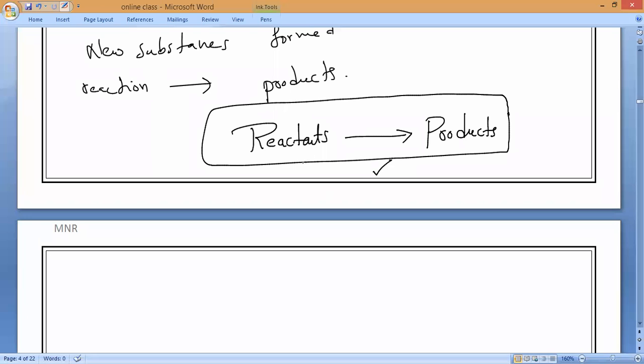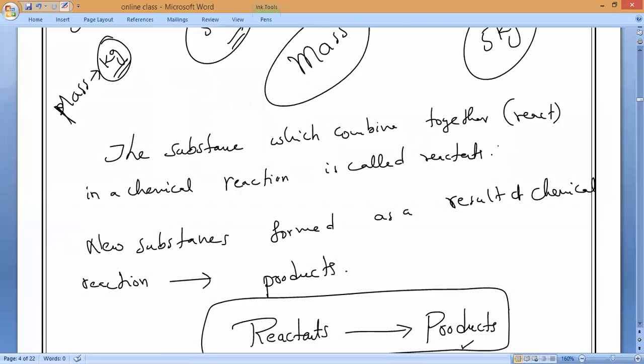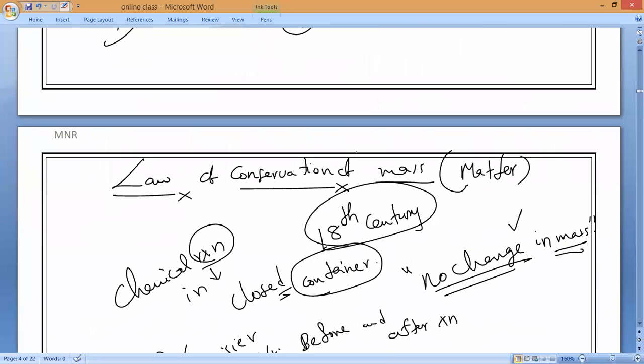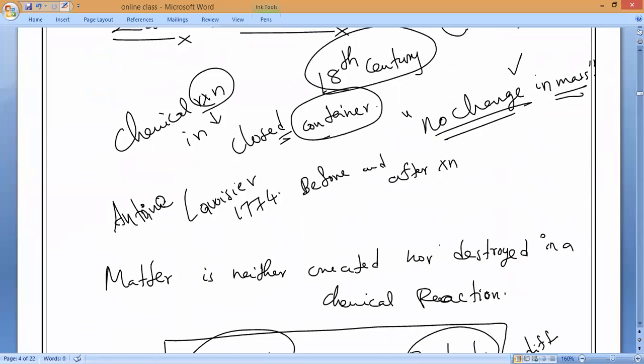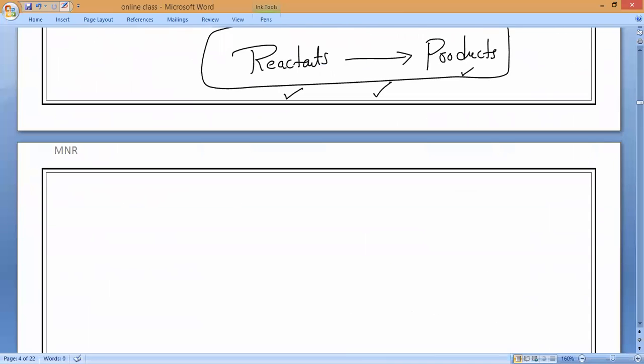So before reaction, the total mass of the reactants is equal to after reaction, the total mass of products, which remains constant. That is only called as the law of conservation of mass, or we will say law of conservation of matter. Hope everybody understands. So write it. Definition: the law of conservation of mass.